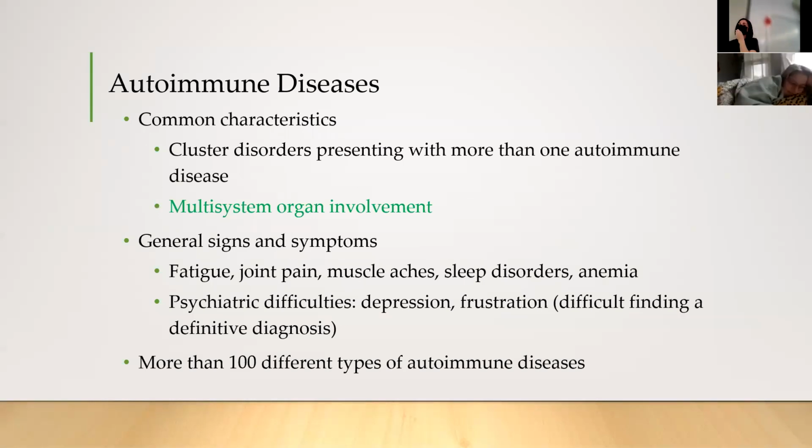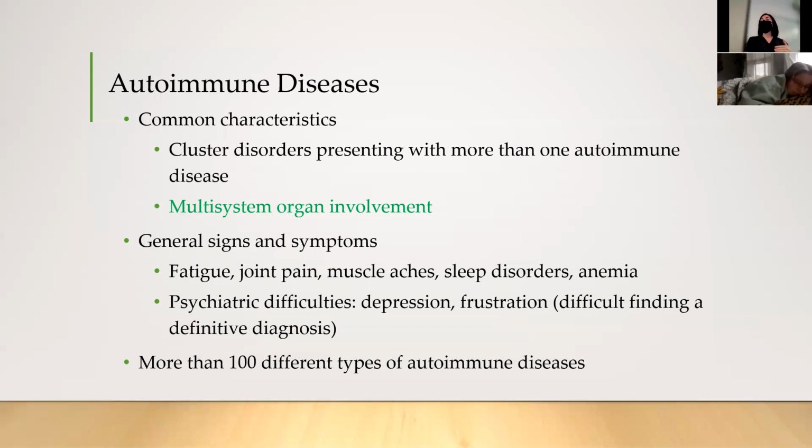So the common characteristics: it's cluster disorders presenting with more than one autoimmune disease. So there might be more organs expressing some kind of a sign or symptom, and then multi-system organ involvement. So again, more than one part of the body is being affected. General signs and symptoms, a lot of times there's a lot of joint problems, a lot of fatigue, muscle aches, sleep disorders, anemia, which can have some oral implications that we might not always think about. So we'll get to that in a little bit.